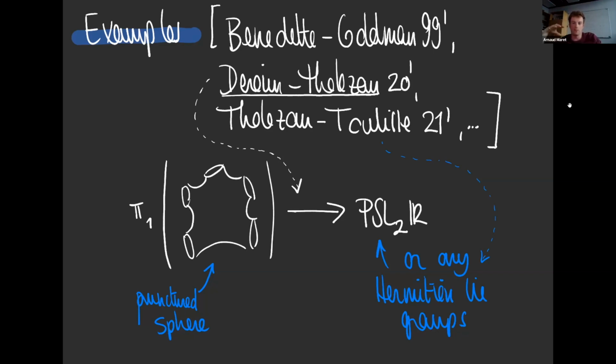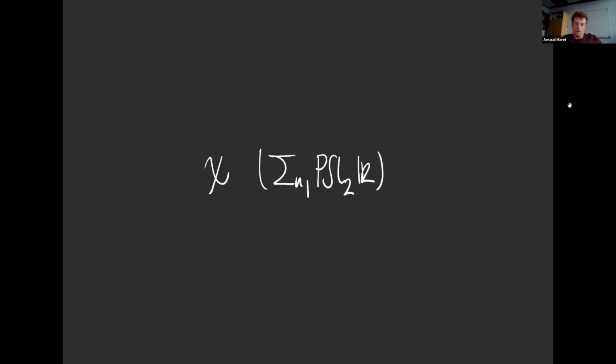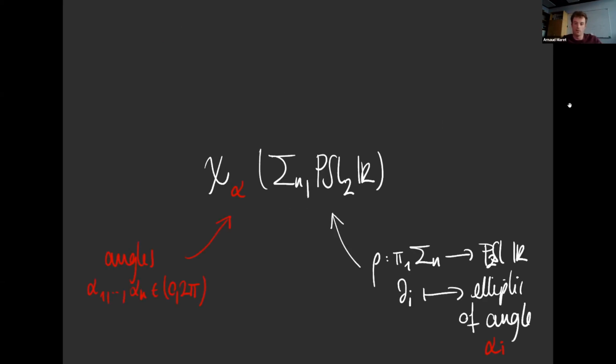So somehow we take the counterpart and say, okay, let's look at components where we map all the simple closed curves to elliptic elements. Right. So now I want to insist a little bit on these examples coming from Deroy and Tolosa in 2020. Here, sigma n is a sphere with n punctures. And what is exactly the space we are looking at? First of all, because we are mapping every simple closed curve to elliptic elements, we also have to map the boundary curves, the curves around the punctures, to elliptic elements.